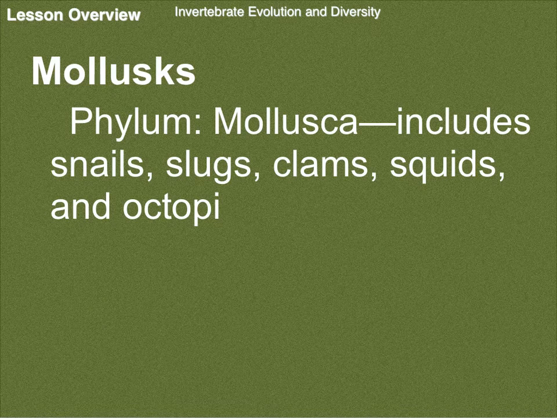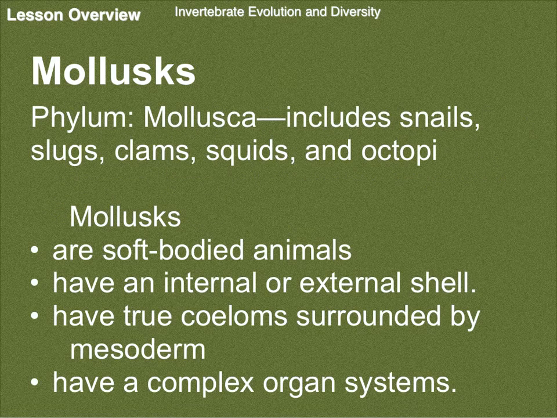Mollusks. This is the last phylum that we're going to talk about today, I think. So phylum Mollusca includes snails, slugs, clams, squids, and octopi. I want you to make sure that you are taking notes through this and getting down examples of all of these things. Mollusks are soft-bodied animals that have an internal or external shell. They have a true coelom, they are coelomates, surrounded by mesoderm, and they have a complex organ system.